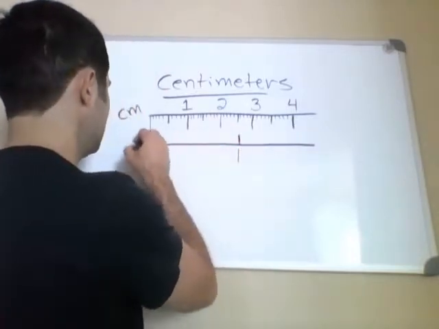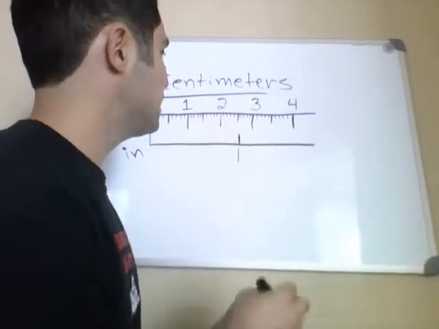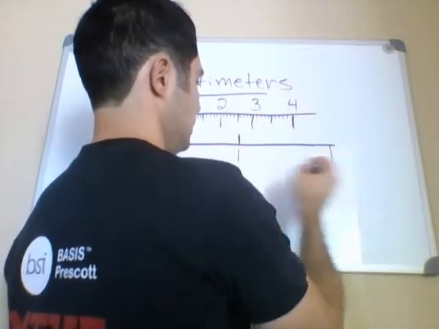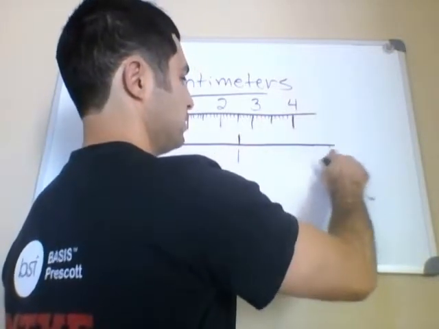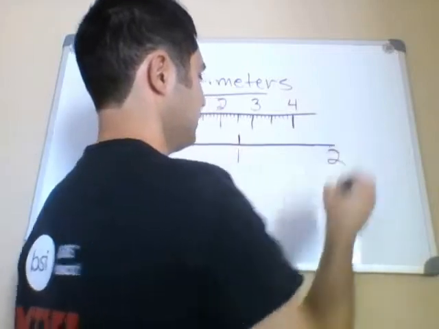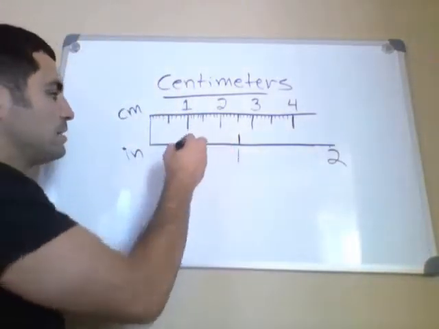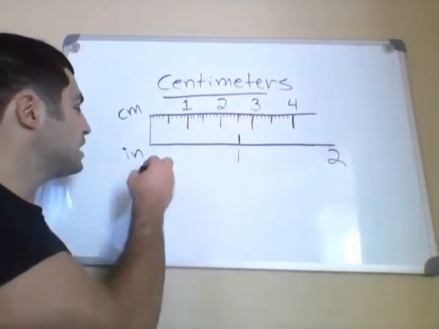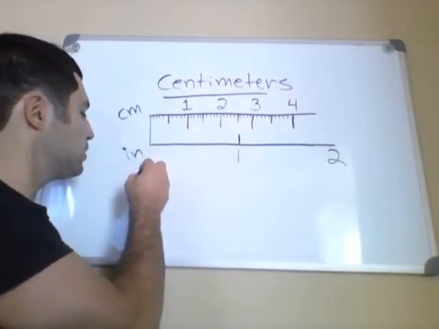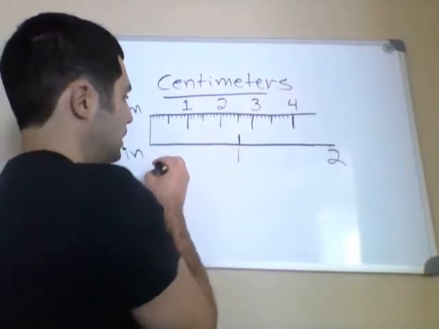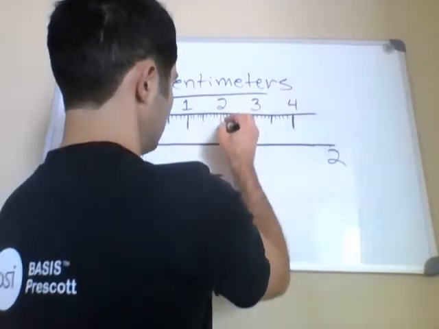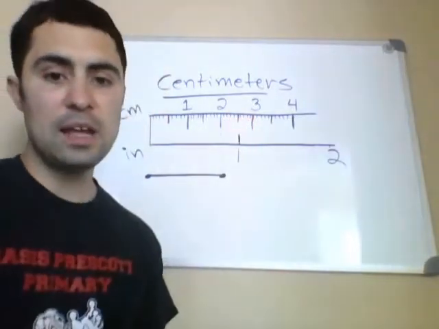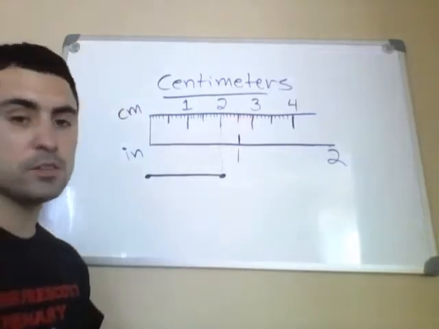And so inches would be on one side of the ruler, and then centimeters would be on the other. Let me fix this up. Okay? So inches would be right there. Alrighty, so let's look at these centimeters. If we have a line segment that starts right there and ends right there, we can say that this line segment is 2 centimeters long.